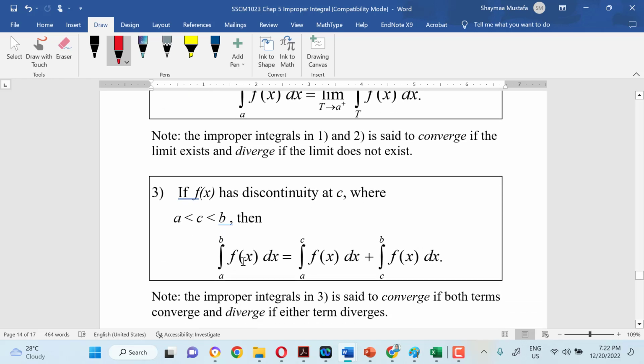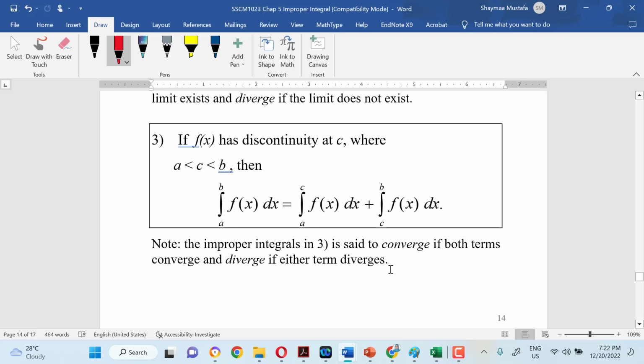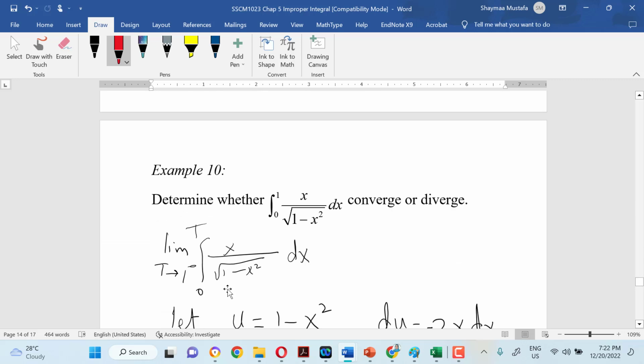If the function is undefined at a point between a and b, then you have to separate the integral at this point. So you take the integral from a to c plus the integral from c to b. And as in type 1, if the limit is a number, then the improper integral converges. If the limit goes to infinity, then the improper integral is divergent. Let us go through some examples.